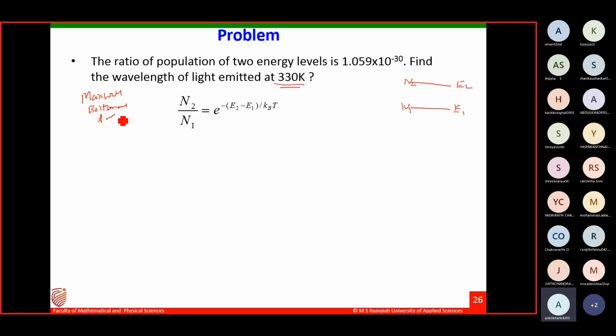We use the Maxwell-Boltzmann formula because they have given the ratio of population, that is n2 by n1. And what is the other term they have given? Temperature. How do we do this E2 minus E1?